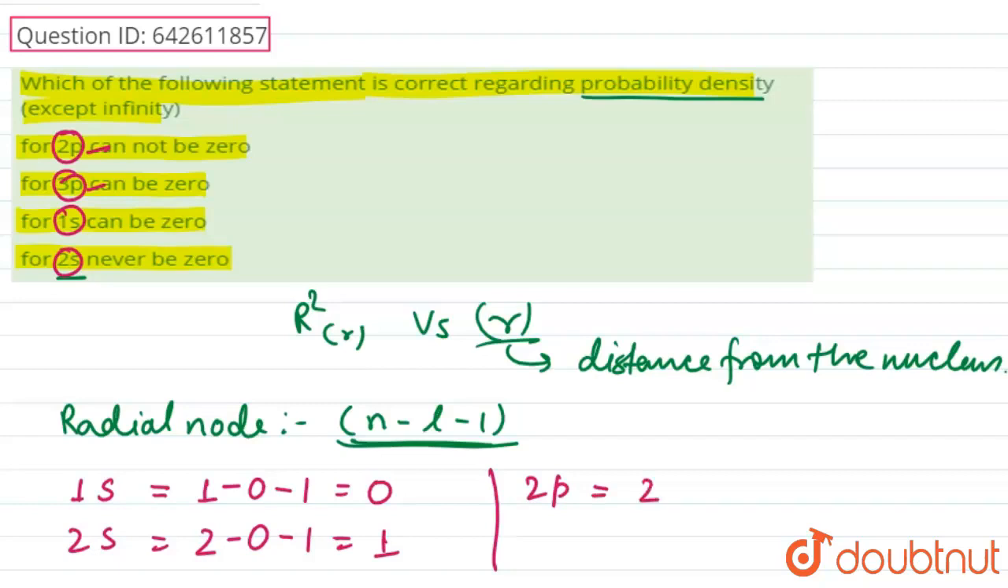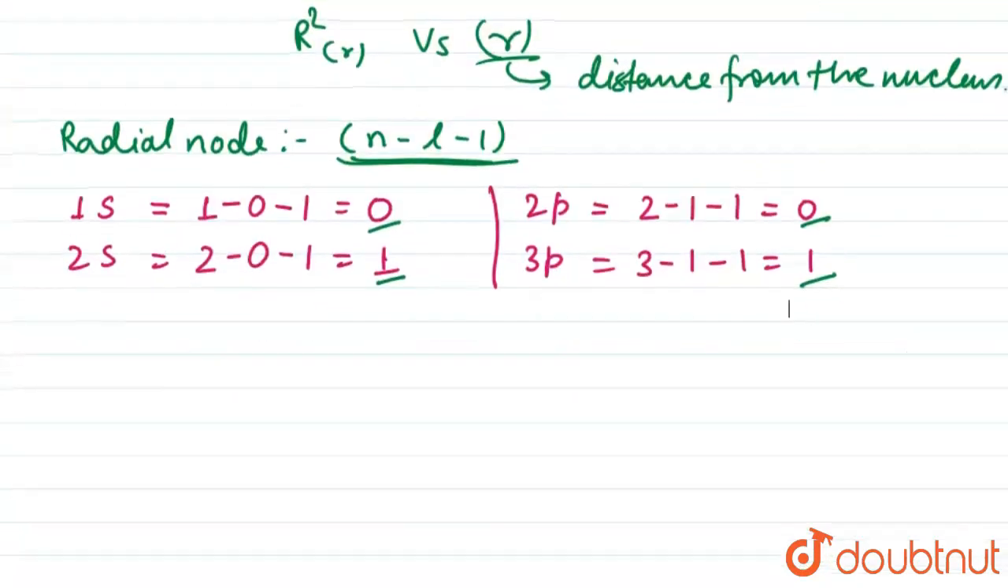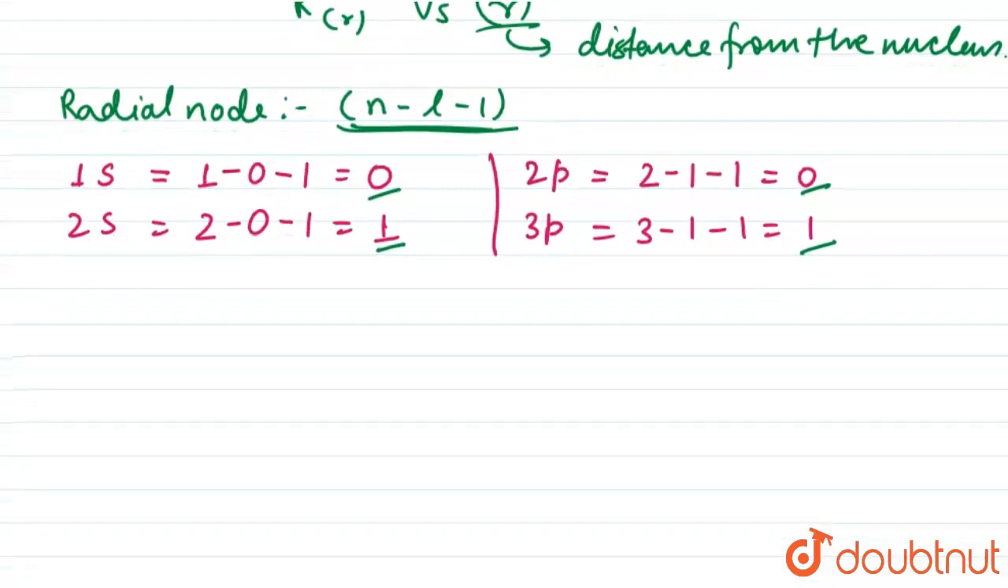Now if you calculate the value for 2p and 3p: for 2p, n value is 2, for p l value is 1, minus 1, it comes out to be 0. In case of 3p, n value is 3 minus l value is 1 minus 1, which comes out to be 1. So here we have calculated the radial node of 1s, 2s, 2p and 3p. Let us look at the graph of 1s, 2s, 2p and 3p.